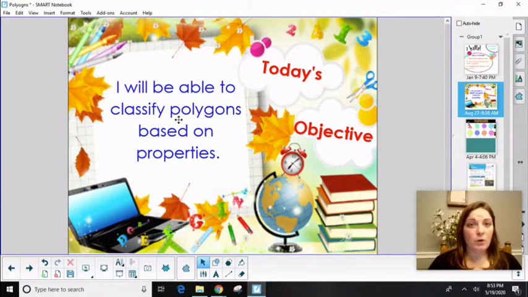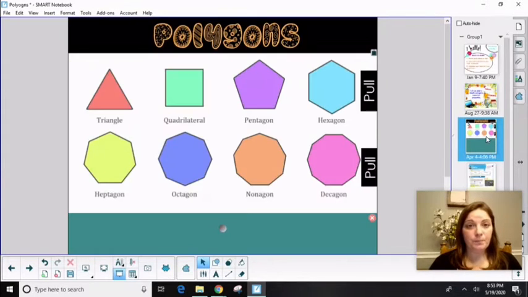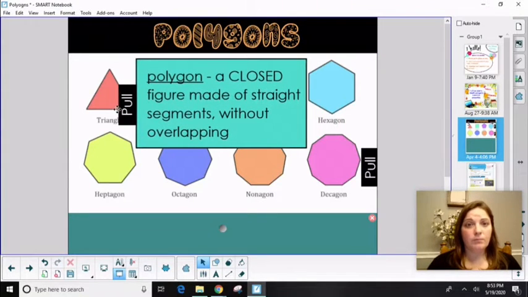So here is a word that you probably have heard before. Maybe you forget what it means. Polygons. Let's take a look at that definition. Here are some examples of common polygons. But first, what's a polygon? It's a closed figure made of straight segments without overlapping.